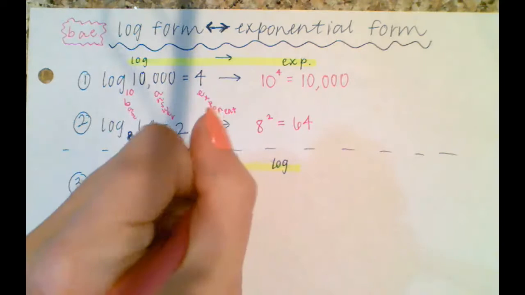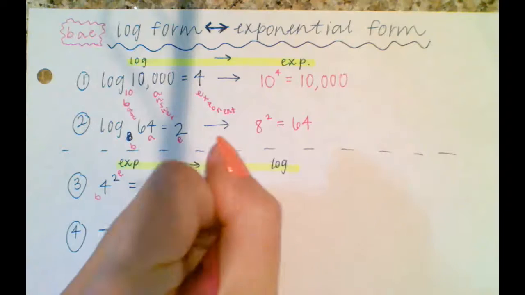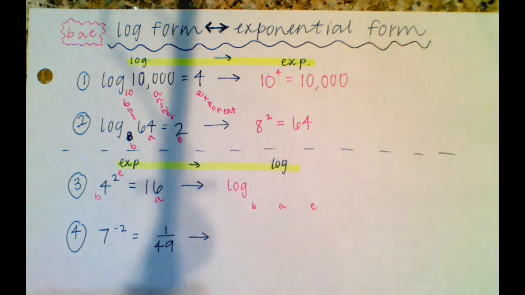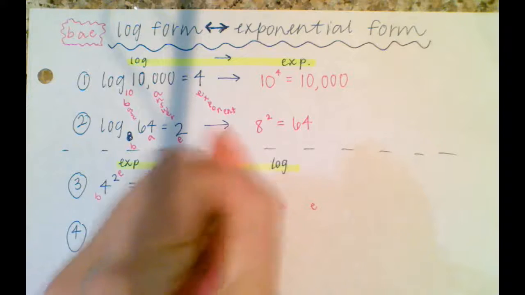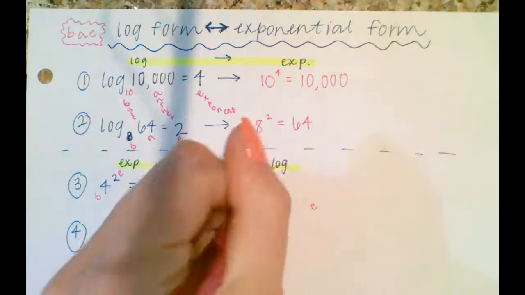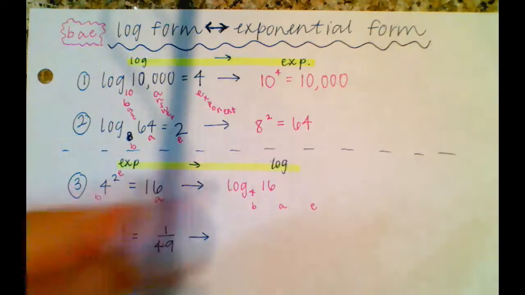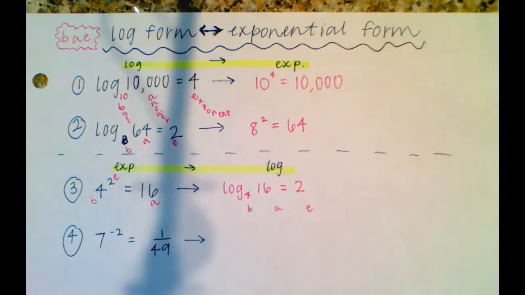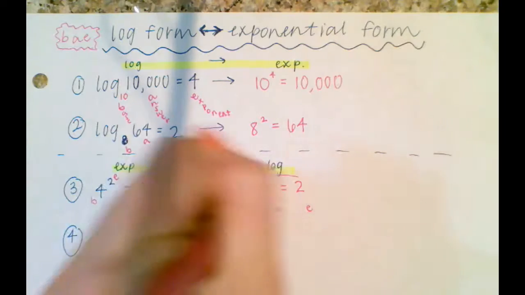So now I'm just going to rewrite this in log form to spell bae, B-A-E, right? So I have log, my base is 4, the A value was 16, and my exponent, the E value, was a 2. So this is that in logarithmic form.